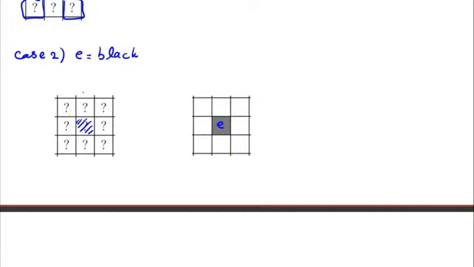Now, if we select, for example, this one is black, if we select this one and say it is black, then see what happens. It has to be white because adjacent are not black.